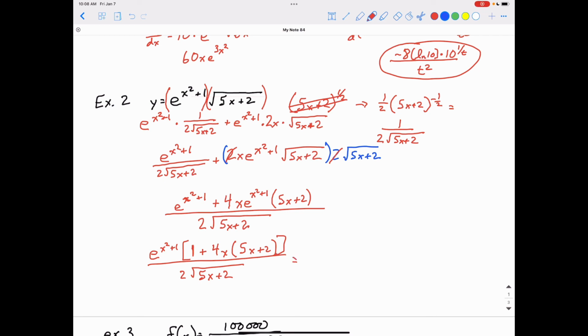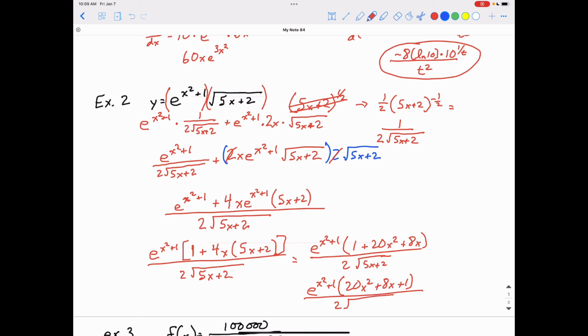And then I can simplify that a little bit further. So I have e to the x squared plus 1, and I can simplify that by distributing the 4x into the 5x plus 2. So that will be plus 20x squared plus 8x. All of that is over 2 square root of 5x plus 2. And if I reorganize that into descending order of exponents, which is often done, that would be e to the x squared plus 1 times 20x squared plus 8x plus 1 over 2 square root of 5x plus 2. So if we're just finding just the derivative, that's the way we would need to do it.